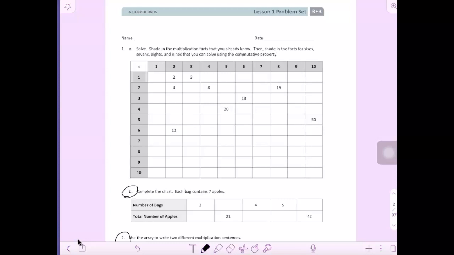You should have already submitted number 1 and completed that during the daily video. If you did not, that means that you skipped a part of your daily lesson today. We are going to be doing some of the problem set problems together today. We're going to start with 1B.